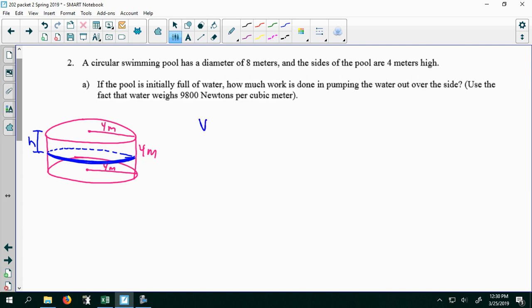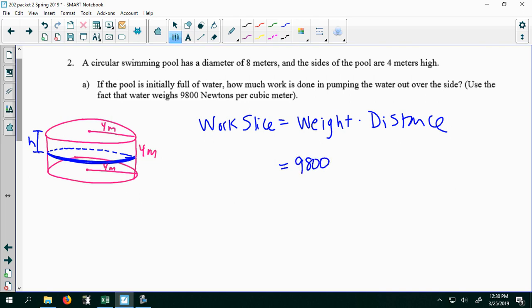Okay, so the work done on my slice is weight times distance. The weight of my slice, well, I know that it weighs 9,800 newtons per cubic meter. So then I just need to figure out how many cubic meters it is. That's its volume. So 9,800 newtons per cubic meter times how many cubic meters it is, and then times the distance it needs to go to leave the pool, which we said is going to be H.